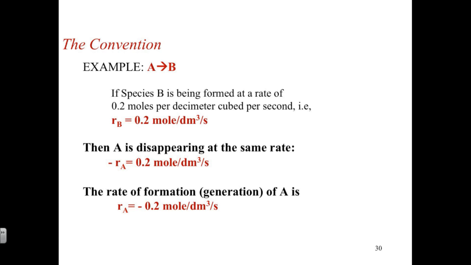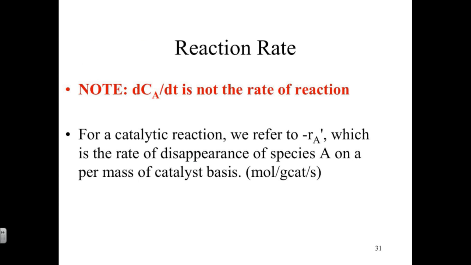dC_A/dt is not the definition of the rate of reaction as listed in some chemistry books. It simply results from a mole balance at constant volume, as we will soon see. For a catalytic reaction, we refer to minus r_A prime, which is the rate of disappearance of species A on a per mass of catalyst basis.